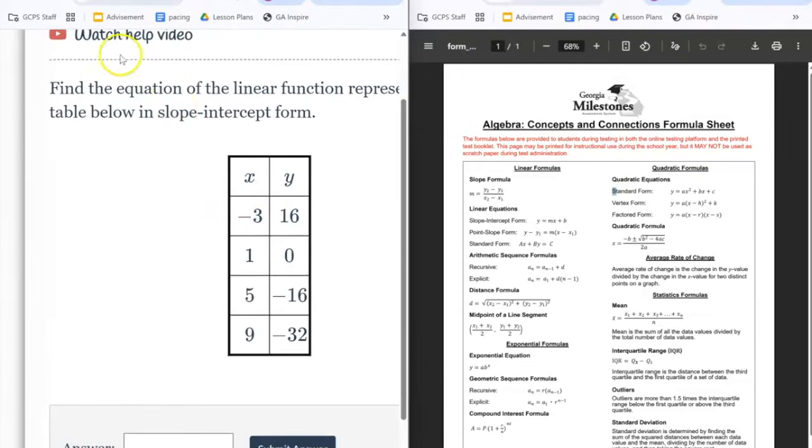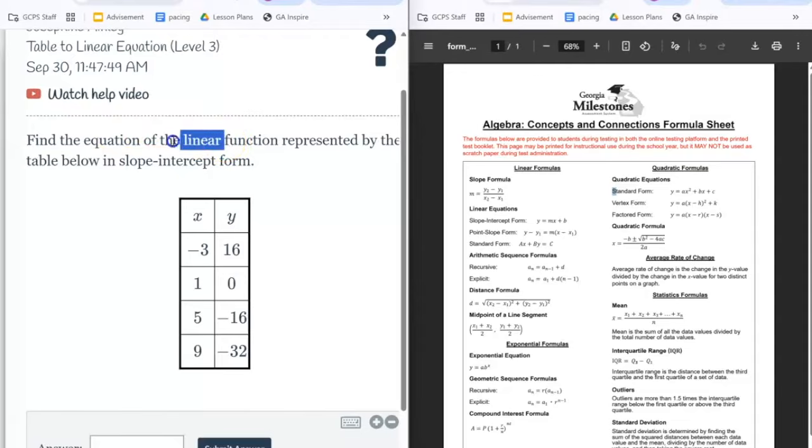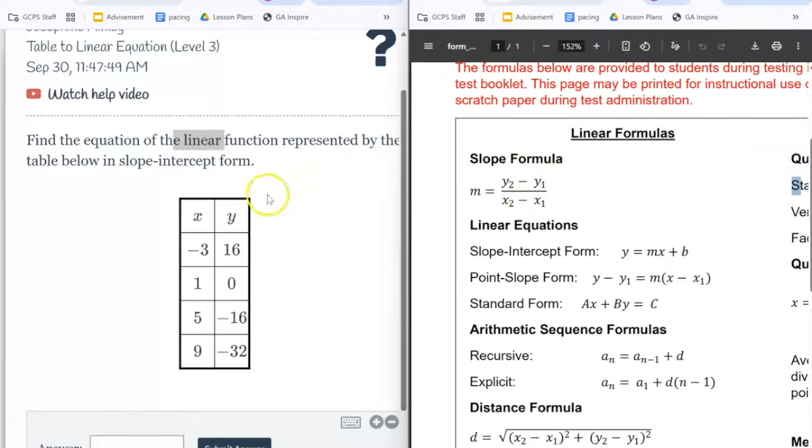All right, so here is an equation of a linear function. So it says linear. All right, so that's the key word that you're looking for. So if you have no clue what to do, you're going to look for that keyword in your formula. And you can see that it says linear equations. Which one is something that you recognize? Well, you should recognize this one. We've done this 1,000 times, right? So what it's saying is, I want to take this table and I want to make it look like this.